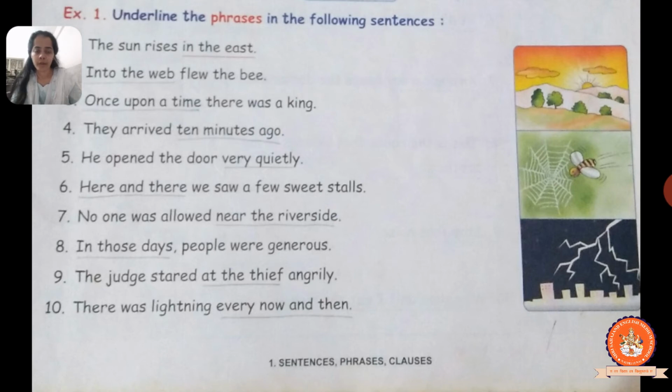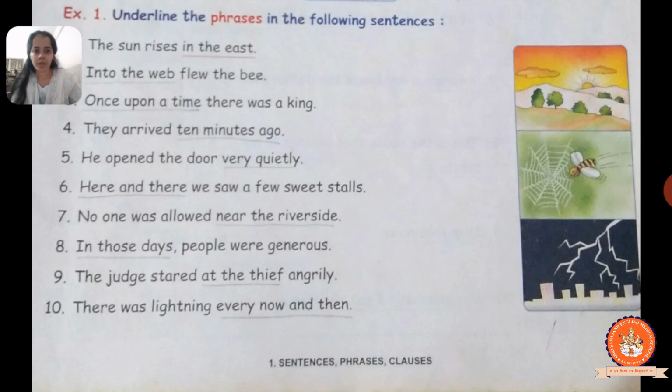Then fifth one, he opened the door very quietly. So here also, he opened the door. But how did he open the door? Very quietly. So very quietly is the phrase. We have to underline that phrase. Then sixth point, here and there we saw few sweet stalls. Both these words are like a group of words, here and there. So it is also a phrase. We have to underline here and there.